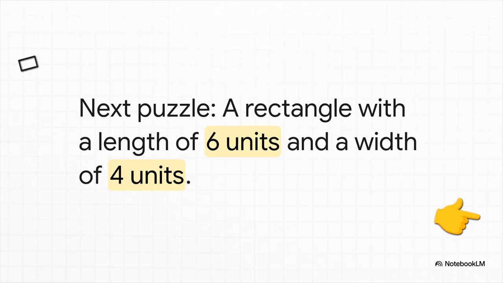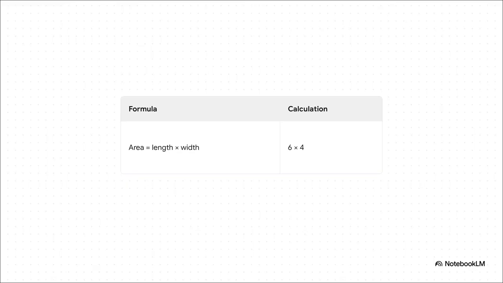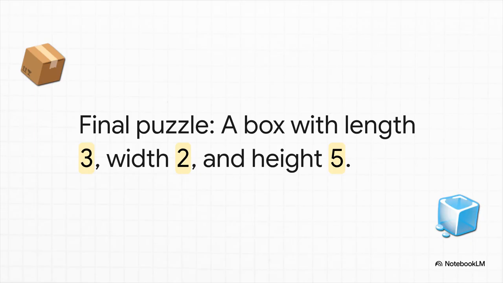Simple as that. Okay, let's keep the momentum going. Next puzzle, a rectangle with a length of 6 and a width of 4. The sentence here is even simpler, just length times width. So we just multiply 6 by 4 to get our answer, which is 24 square units. See the pattern now? A sentence describes the problem, and we use it to solve the puzzle. It's pretty neat.